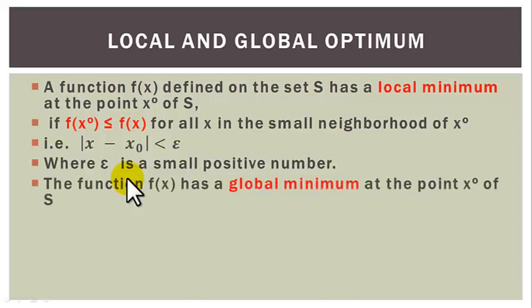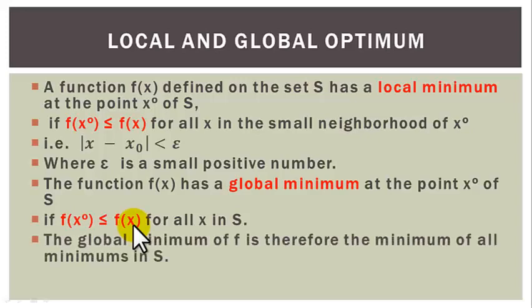The function f of x has a global minimum at the point x0 of S if f of x0 is less than or equal to f of x for all x in S. The global minimum of f is therefore the minimum of all local minimums in S.